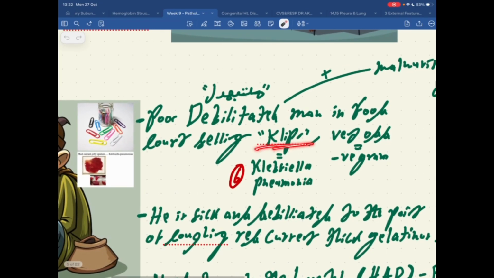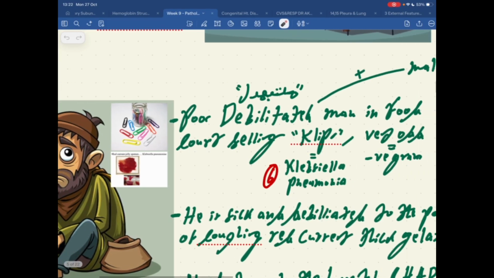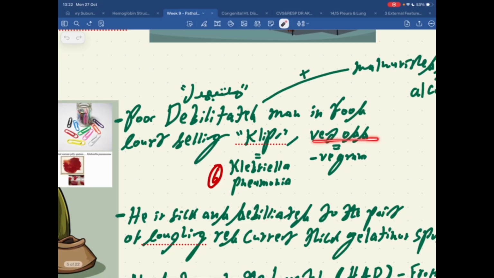So those clips, and I spelled it this way for a reason. The K here is for Klebsiella, like clips. Klebsiella pneumonia. And as we said, it's a very odd thing for a poor man to be in a food court selling clips as well. Very weird, very odd. It's for gram-negative bacteria.